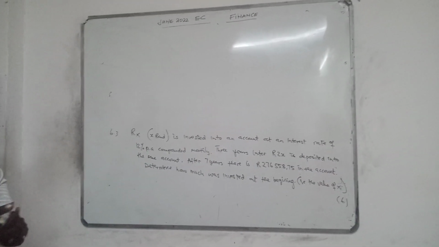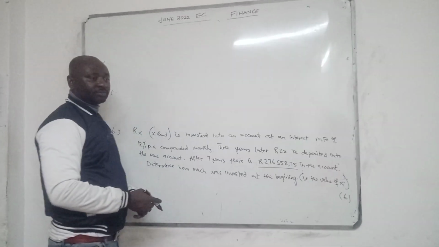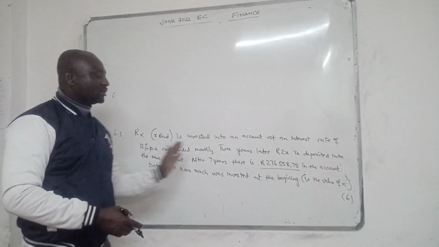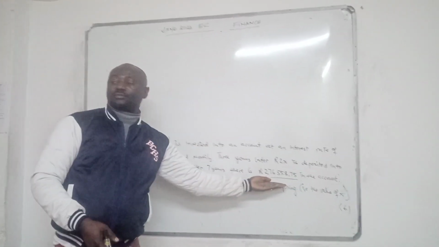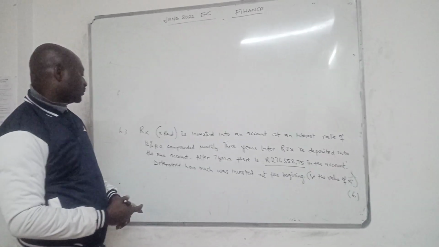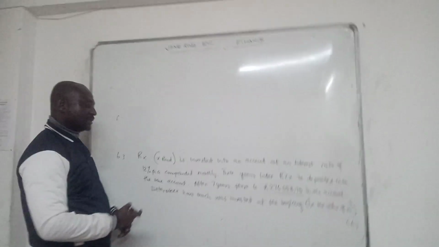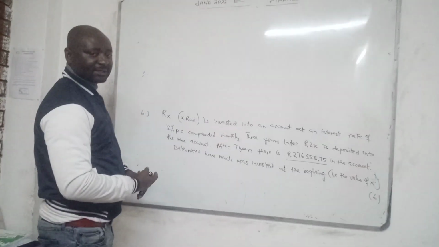After 7 years, they realized that this is the money they have accumulated in the account. From the first investment to the second investment, when you put them together, it gives you this sum to take home. Determine how much was invested at the beginning. That is the value of X.